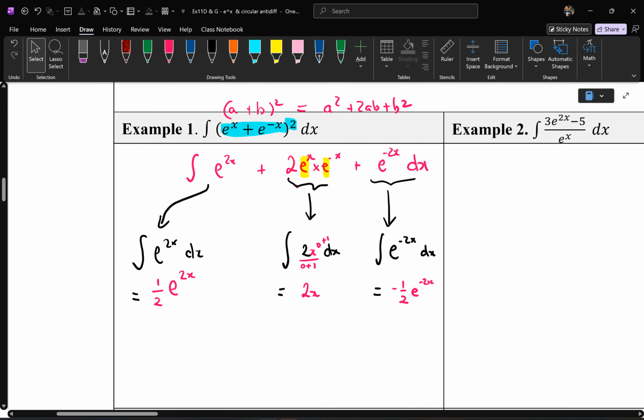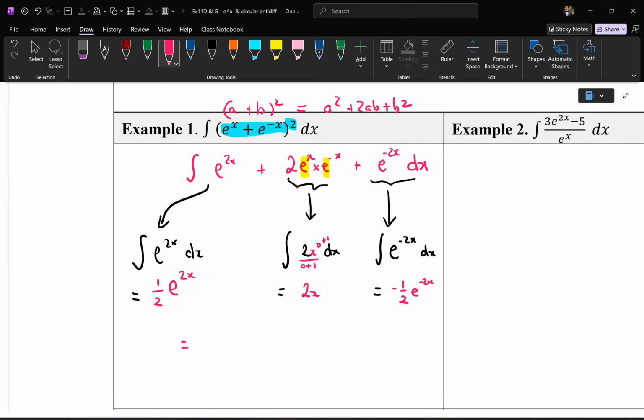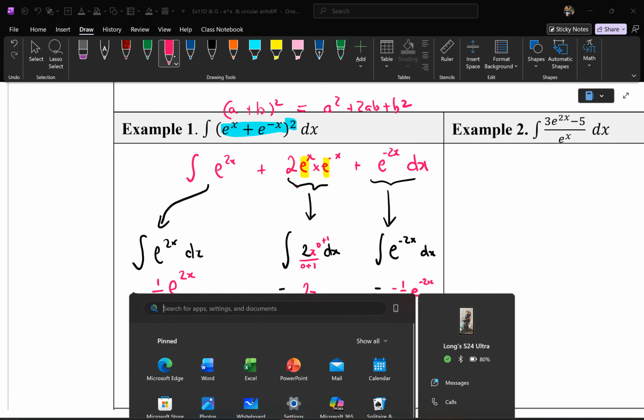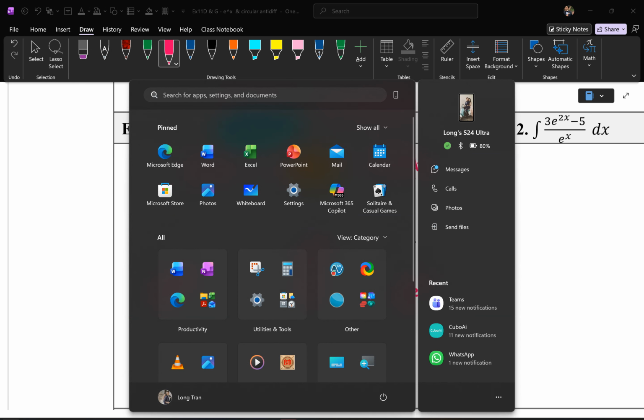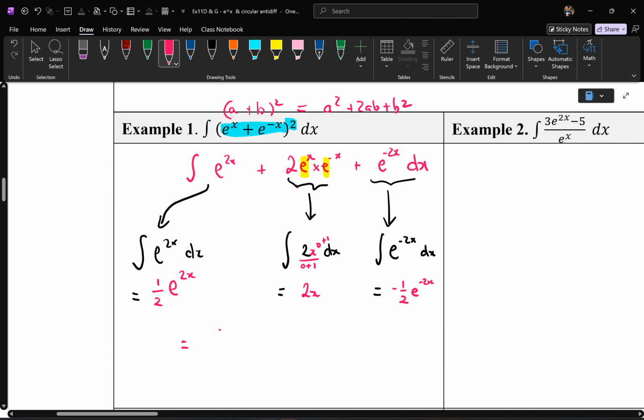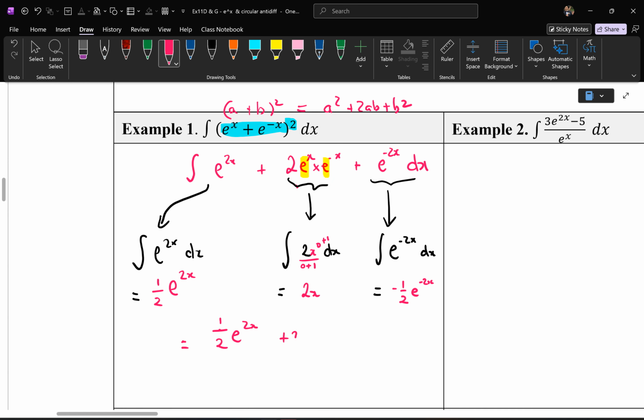Looks pretty good there. And then from here, we can put it all together. So therefore, the antiderivative, and remember, this is an indefinite integral, it doesn't have any intervals. So you leave your answer as half e to the 2x plus 2x minus half e to the negative 2x. Don't forget the plus c.